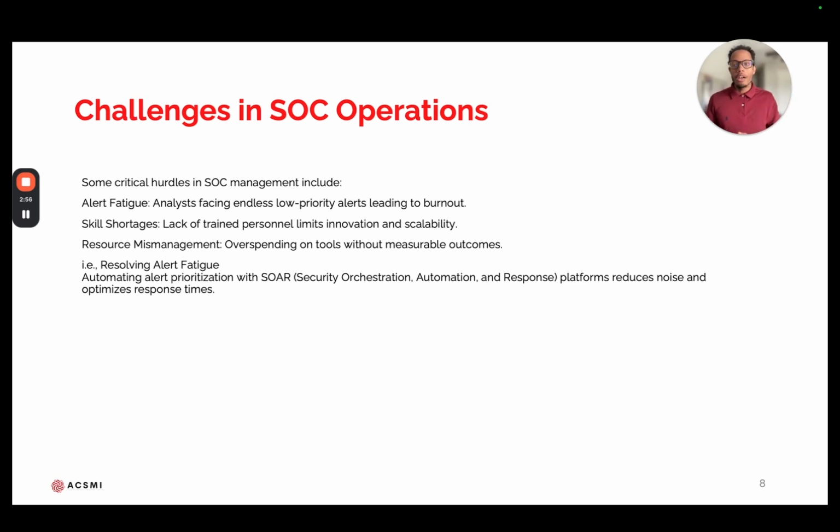There are some challenges though when it comes to SOCs. You have your alert fatigue, because there could be tons of alerts depending upon how many clients the organization has. There could be a lack of qualified, trained professionals in the field. And that could be just a resource mismanagement where we're spending a lot on these tools, but not necessarily getting the right return on investment, if you will.